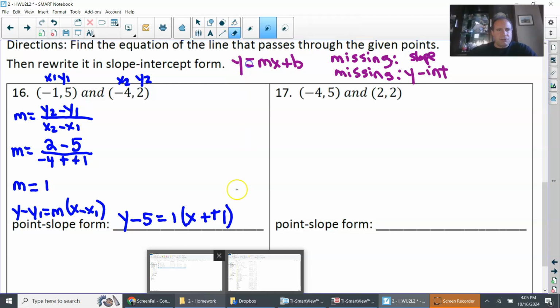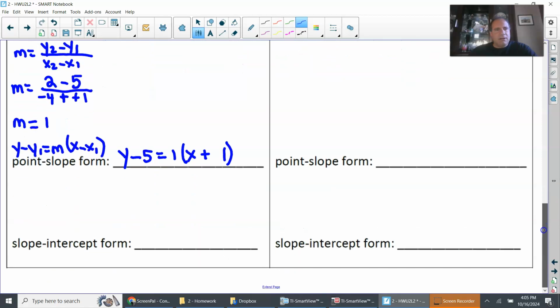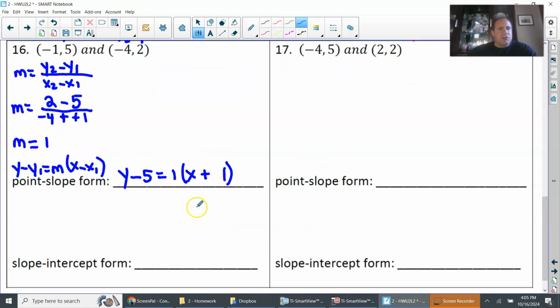That is my point slope form. I am done. So I'm going to erase that because it's bothering me that I see 2 plus signs. It doesn't matter though. That is the answer for point slope form. So I'm going to rewrite it in a different color. Y minus 5 equals 1 times x plus 1.